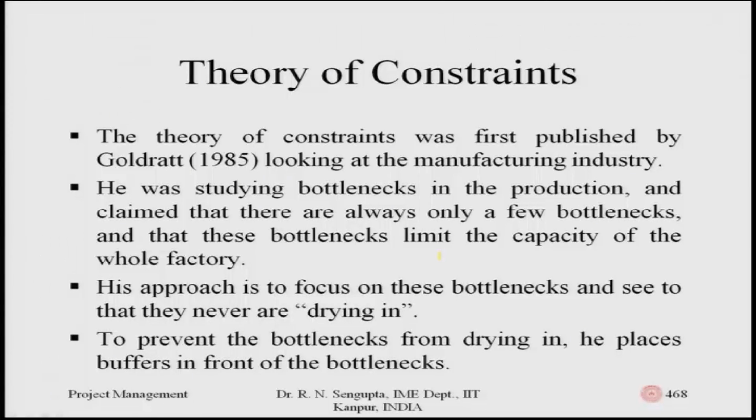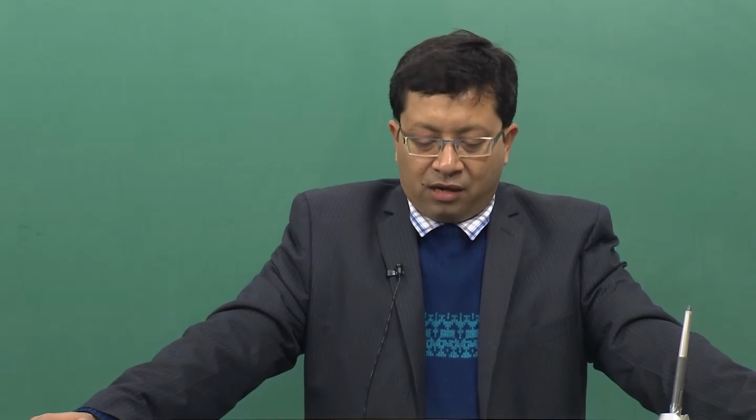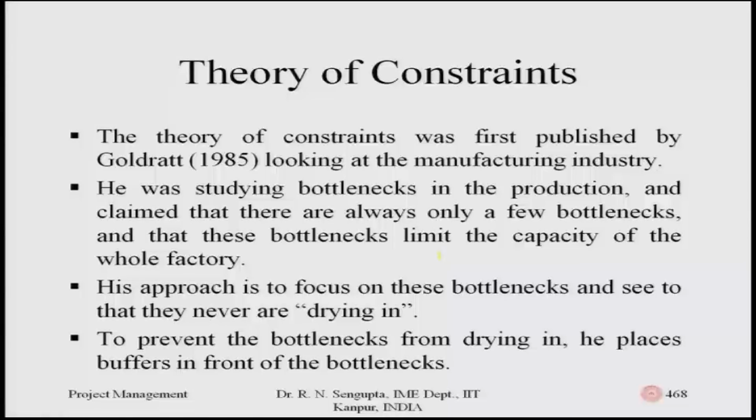But the problem was that in general the conceptual framework of theory of constraints and critical chain were excellent, but trying to bring it into the practical sense was a little bit more complex and very difficult for people to understand. So, he was studying the bottlenecks in the production and claimed that there are always only a few bottlenecks and these bottlenecks limit the total capacity of the overall network.